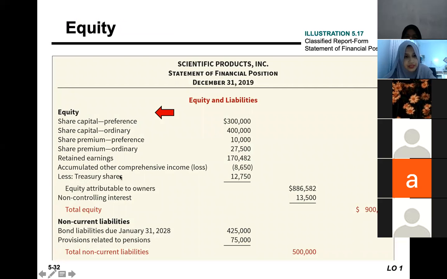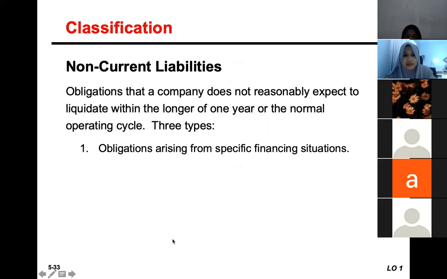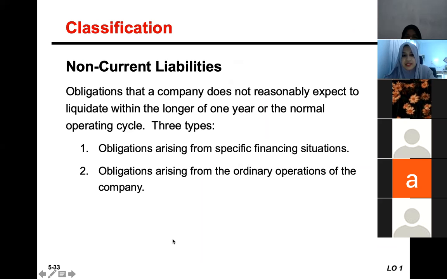Okay, so this is the typical structure of the equity on the statement of financial position. Wow, we have so many items to go through, right? We just go through quickly because you are familiar already. Non-current liabilities: any liability that is longer than 1 year, or the normal operating cycle.